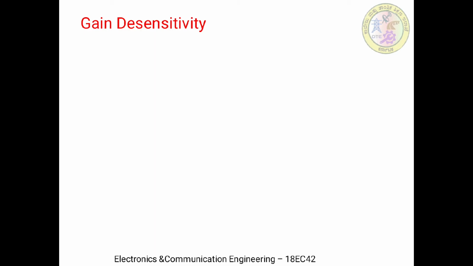So first we'll take the gain sensitivity. Now in the previous session also we have come across the term gain desensitivity. It is nothing but to make the value of the gain less sensitive to variations in the value of circuit components. Because if there are any variations in the circuit components, this should not affect the gain of the amplifier. Such a process is known as desensitizing the gain.